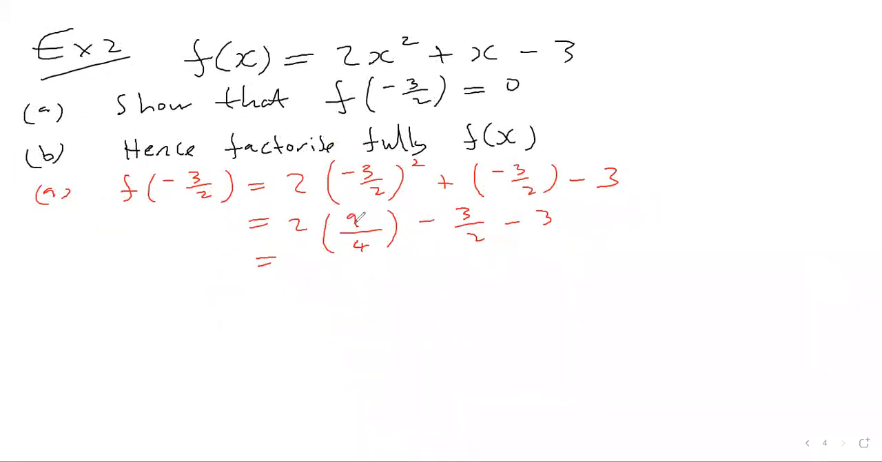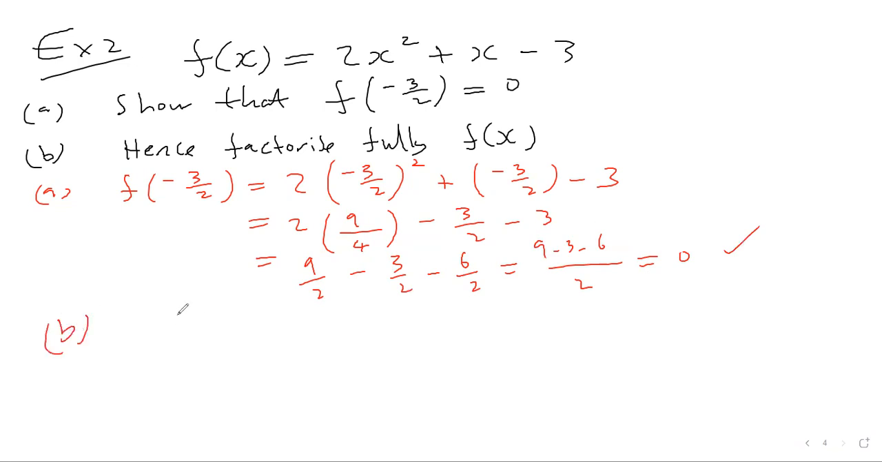So we're going to get 2 times 9 over 4, that's just 9 over 2, since 2 divided by 4 is a half. And then subtract 3 over 2, and then subtract 3, which is the same as 6 over 2. So we can see we've got a common denominator of 2. 9 take away 3 take away 6 equals 0, and so we get 0. So yeah, we've answered part A.